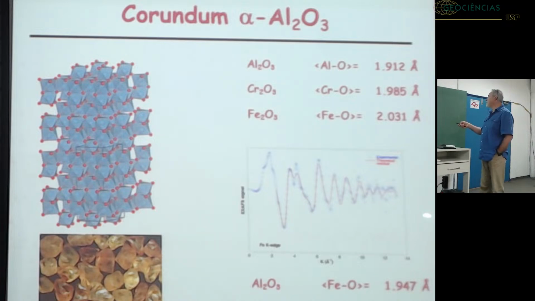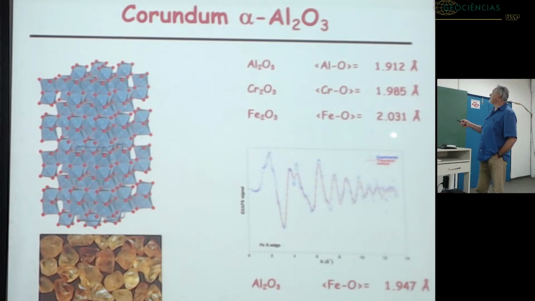So it is actually a very good fit, because we go to a very high energy and we managed to simulate all the oscillations up to this energy. And the distance we find is basically 1.95 angstrom. I didn't mention that the error in the XAS refined interatomic distances is of the order of 1/100 of an angstrom, whereas in single crystal it is usually 1/1000 of an angstrom.